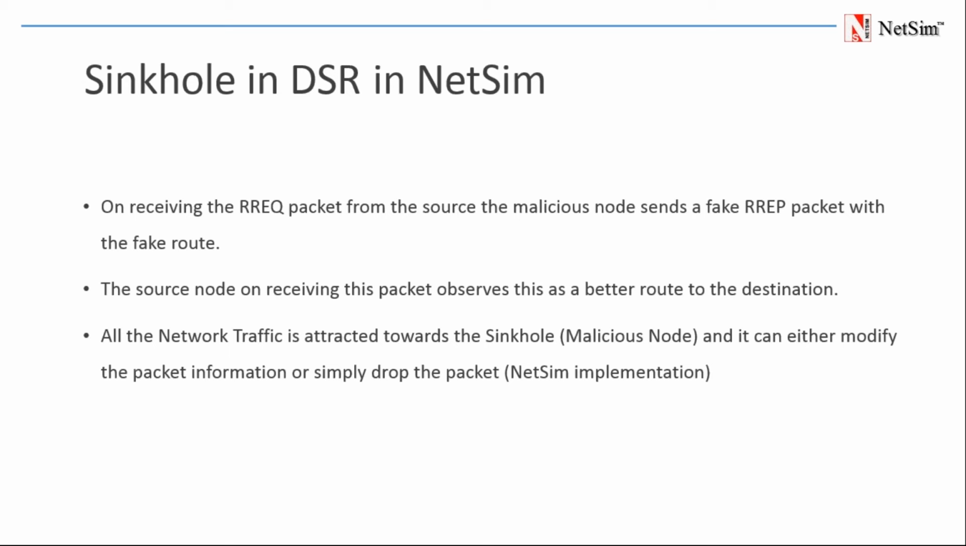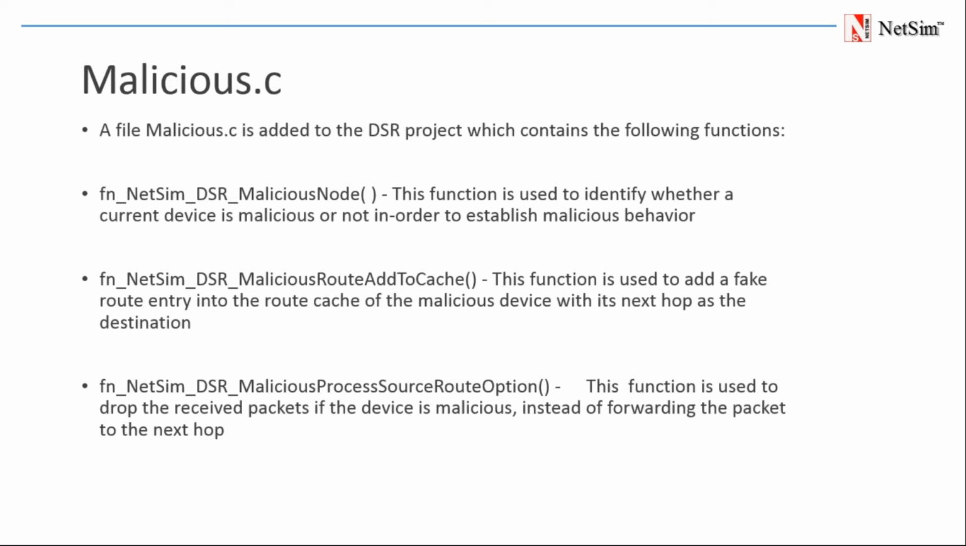So the source node sends a route request and receives a route reply from the malicious node. Then the source finds it the most appropriate path to send all the information to this malicious node, which pretends itself to be the actual destination node. So all the traffic now goes to the malicious node, and it can further modify the packet information or completely vanish it from the network.